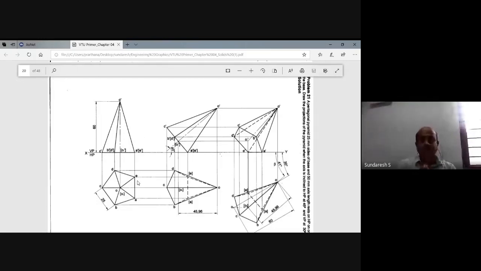Okay, and so apex. In this case, when you observe, the pentagonal based pyramid is resting on HP on one of its bases, and it has been viewed from the top. So you can see the complete base, which is a pentagon, and you can also see all the triangular faces in the top view.